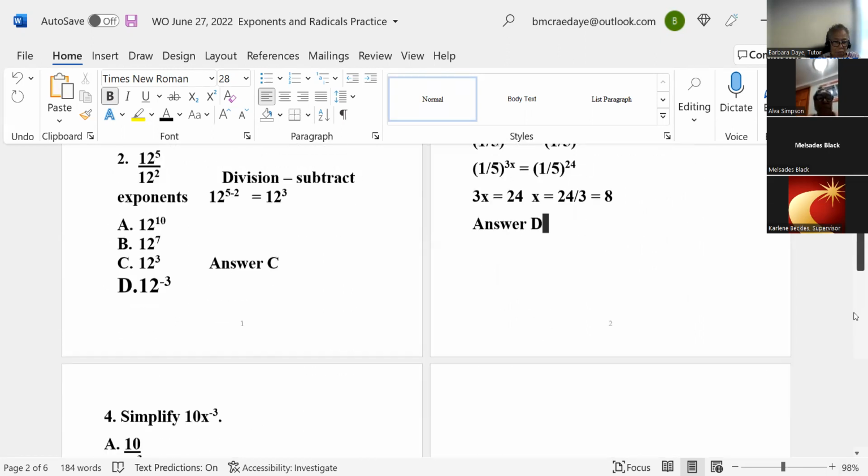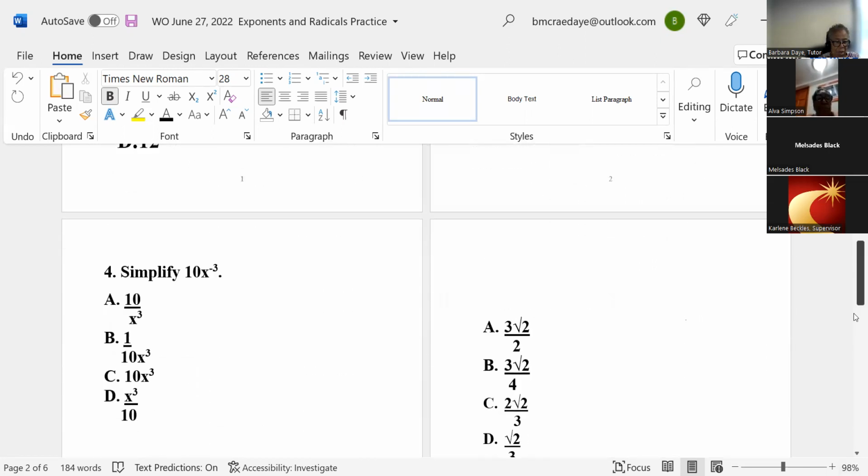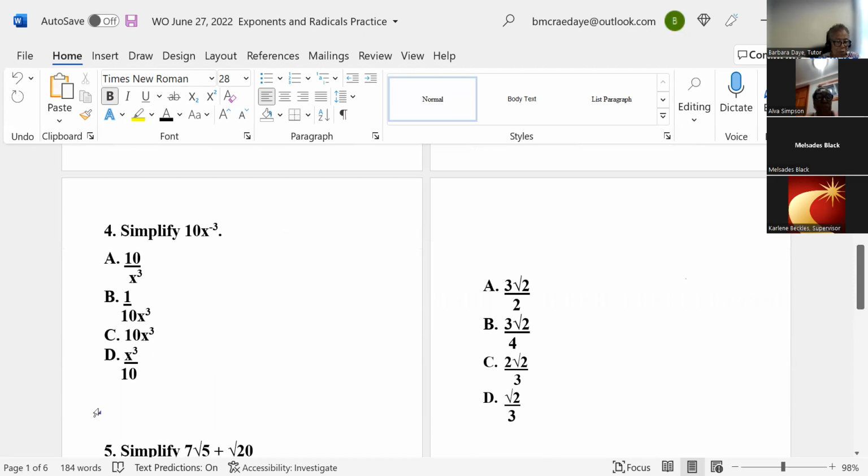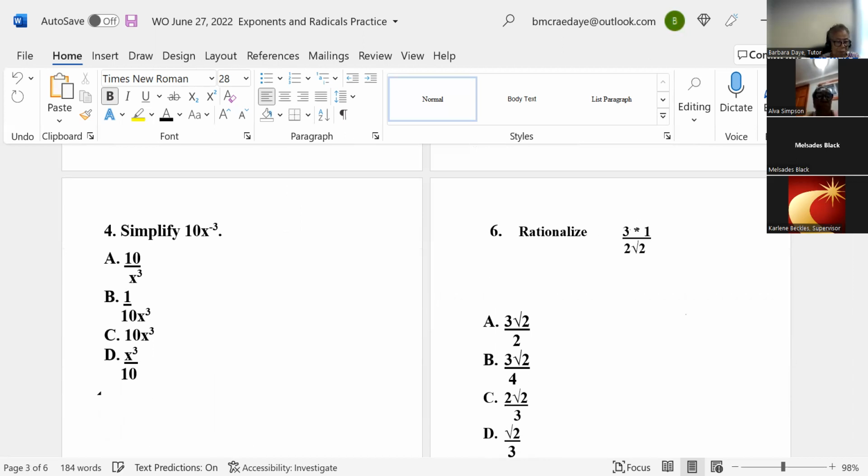Okay, number 4. Mercedes, read number 4. Simplify 10x to the positive 3 power. To the power. Okay, 10x to the -3 power. Isn't that a negative? Mercedes, you say negative? Oh, yes, ma'am.